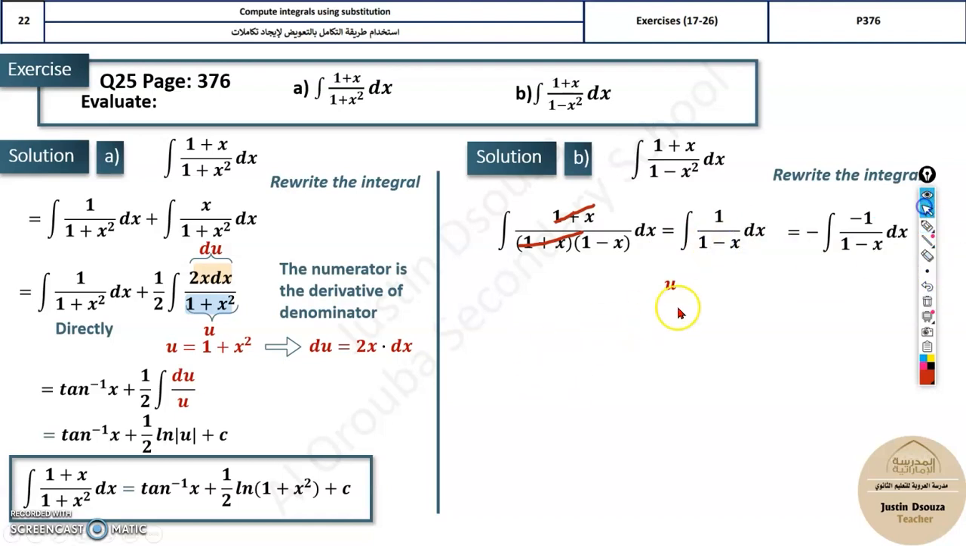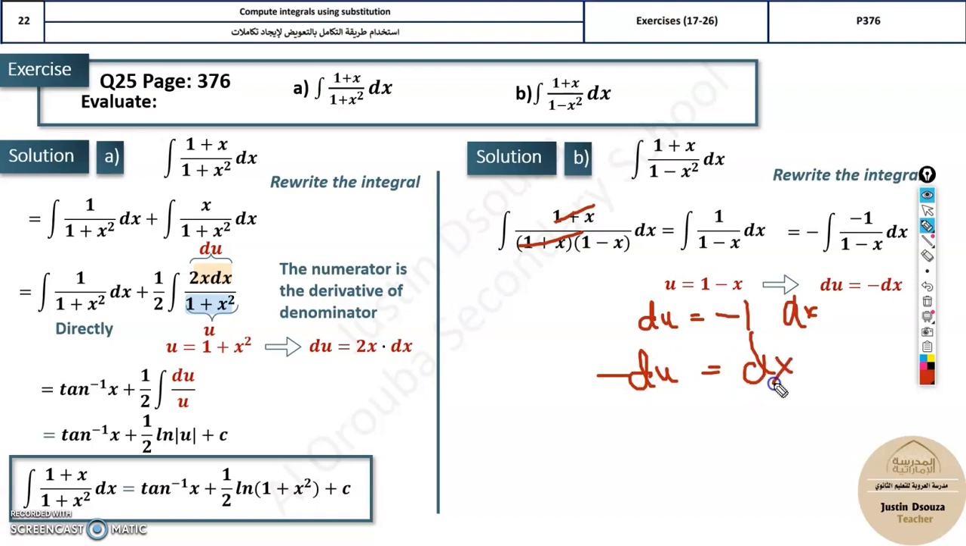Take u as 1 minus x, and du will be minus dx. Or why is this? I'll just derive it. du equals minus x dx. Sorry, I have made this error. Over here it is minus 1 dx. Minus 1 is just a minus sign. Take this to the other side. It will be minus du equals dx. Now substitute back over here.